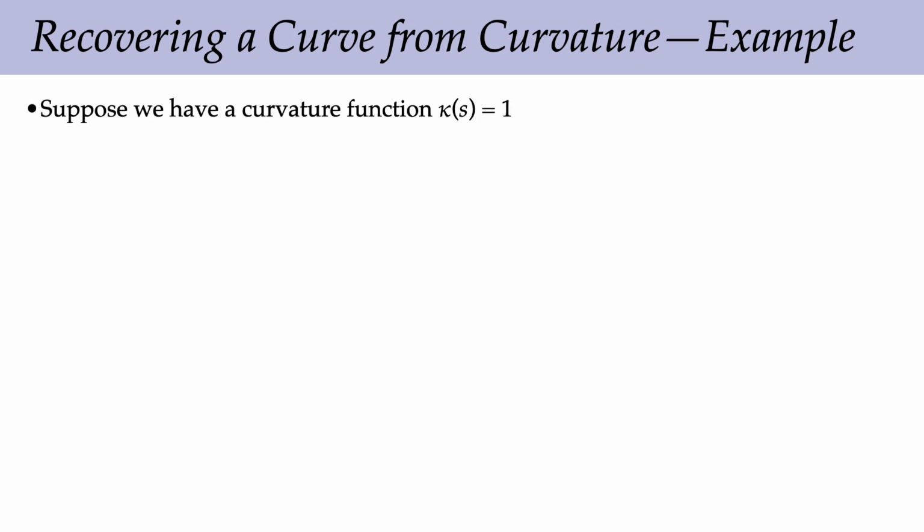Okay. Here's a concrete example. Let's say we're given the curvature function kappa of s equals 1. So at every point of our curve, we have curvature 1. Think in your head for a moment, what do I think this curve looks like? Right? I'm assuming it's an arc length parameterized curve.